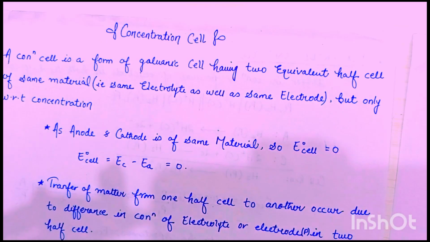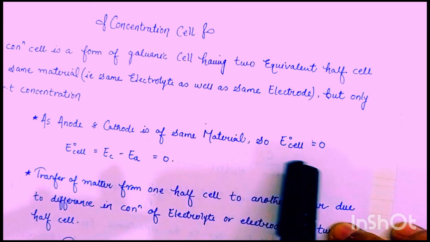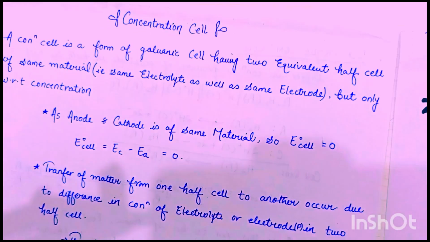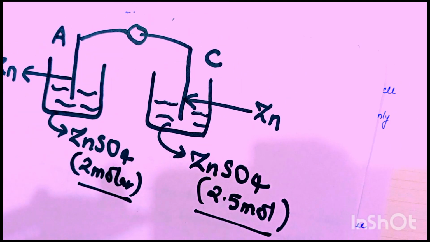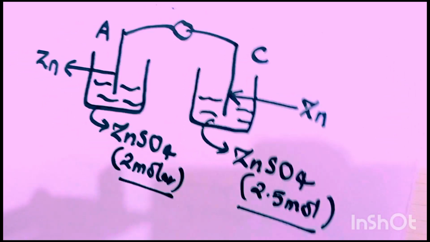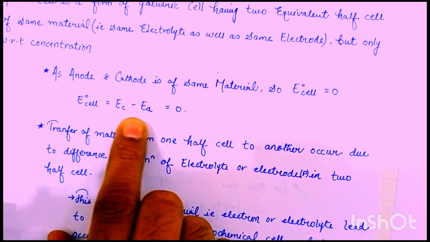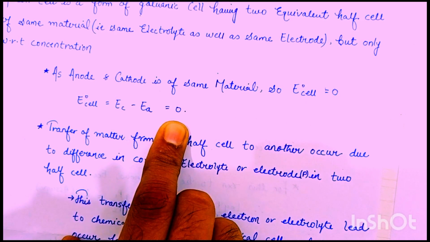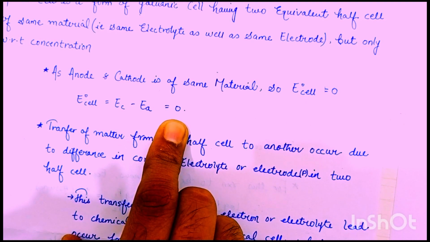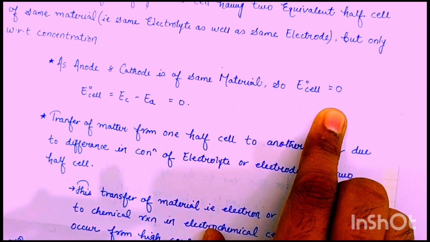Now if the anode and cathode are made of the same material, then E naught, that is the standard electrode potential, is 0. Why 0? Because both electrodes are of the same material, there will be no difference in the standard potential. Obviously the standard cell potential, E naught cell, will be 0 because the potential of the cathode as well as the anode will be equal, so their difference comes out to be 0. Remember, a very important question asked in a previous examination: in a concentration cell the standard electrode potential is 0.